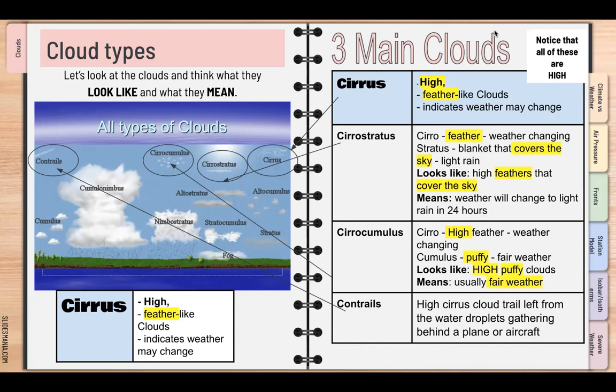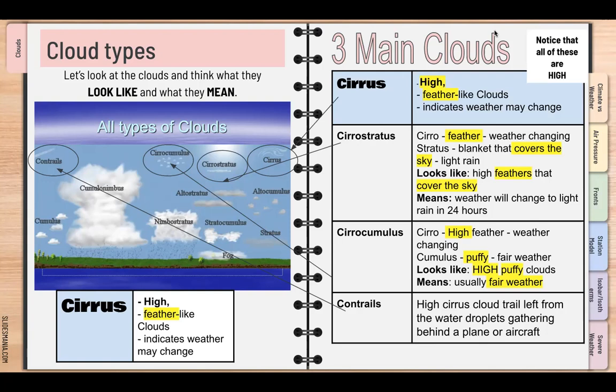For example, we could do the cirrus stratus cloud. Again, we have those feather-like weather-changing clouds that cover the sky. And when we see those clouds in the sky, we know that there's going to be some light rain. We also have cirrus cumulus clouds. Again, the cirrus clouds are high feather-like clouds in the sky. When we see the cumulus clouds, those are those big puffy fair weather clouds. So when we see a combination of the two, they are high fair weather clouds.